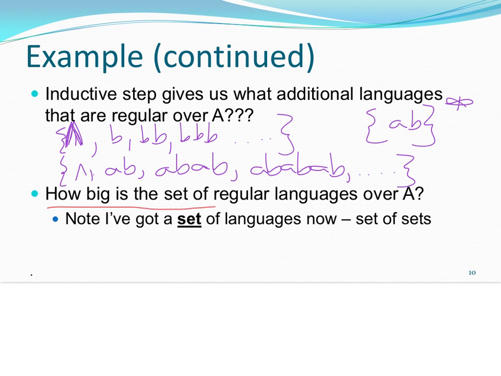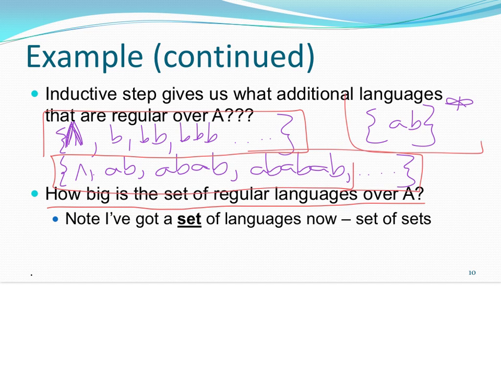How big is the set of regular languages over A? And keep in mind, each language is a set, right? So here is one language, and that is a set. Here's another language, and that's a set. Here's another language that's a set, right? And I'm asking you, how many of these are there? How many languages are there that are regular languages over the alphabet A, right?